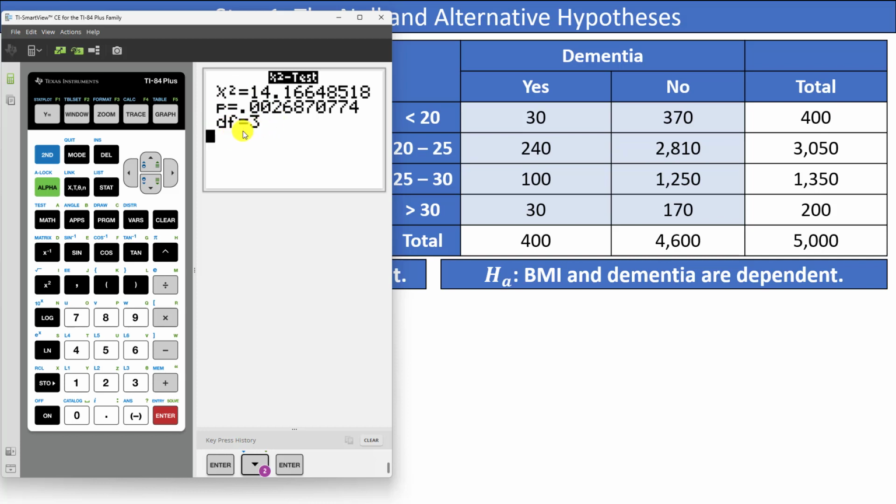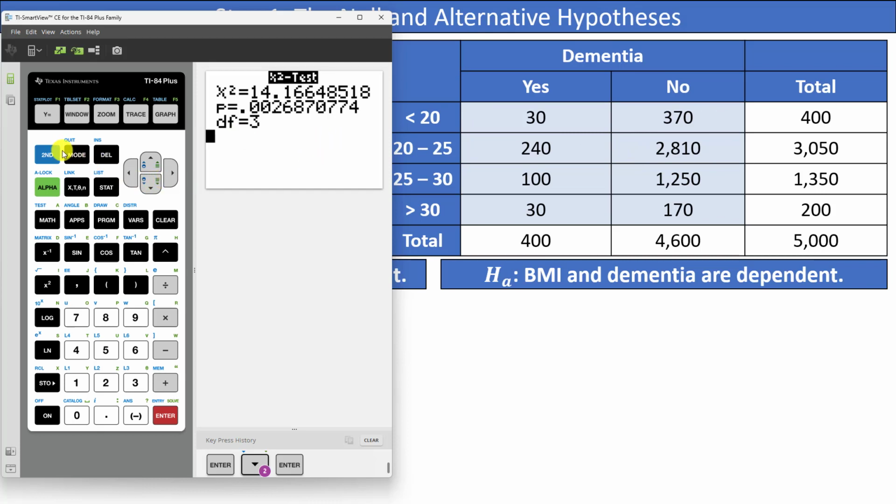I mentioned before that we don't technically need the degrees of freedom to do this test, the way that we're doing it at least, because we already have the p-value and we don't need to use the degrees of freedom for anything else. But I'll just mention briefly how you could find it. If you take the number of rows in this table minus 1, and multiply by the number of columns minus 1, you will get the degrees of freedom. In this case, there are 4 rows, so 4 minus 1 would be 3. And there are 2 columns, so 2 minus 1 would be 1. 3 times 1 does give you the degrees of freedom of 3.